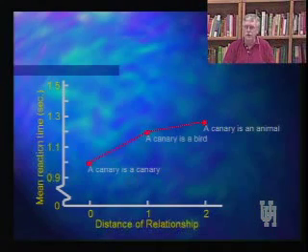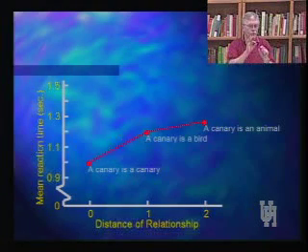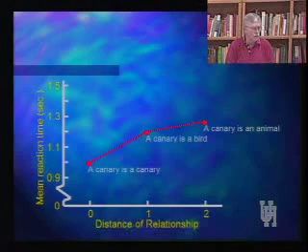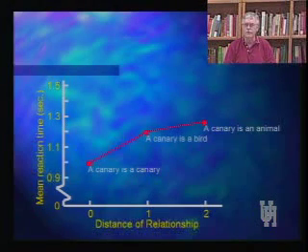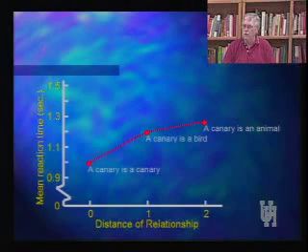And thirdly, then, a canary is an animal takes just slightly longer, because in this case you've got to link from canary to bird and from bird to animal. So you've got to link across two categories in terms of the distance between the relationships that you're comparing, and the reaction time is longer.